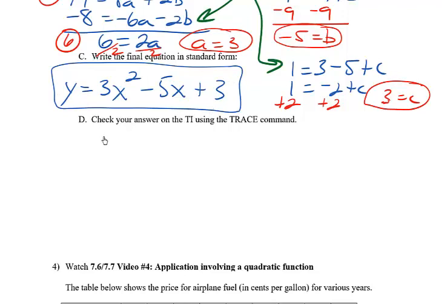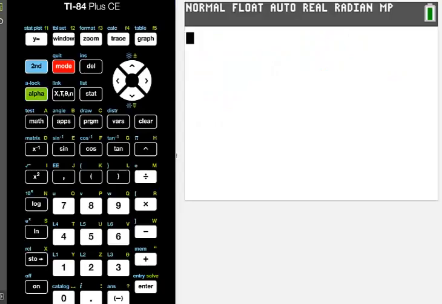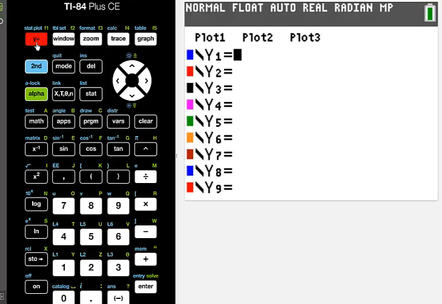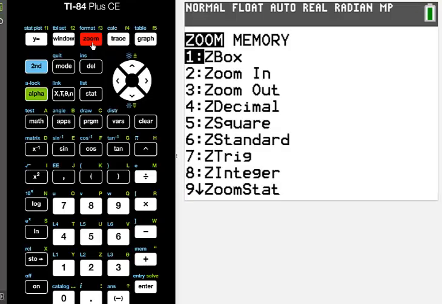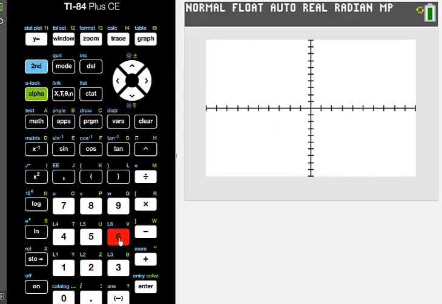What we can do as an ending point is we can check this by using the graphing calculator. Let's go ahead and do that. These are really very easy problems to check on your graphing calculator. What I need to do is go to my y equals and type in the equation that we got: 3x squared minus 5x plus 3. Make sure all your plots are turned off there. And then for the window, I'm thinking the zoom 6, the Z standard option, should work pretty well. If it doesn't, I can always adjust the picture.